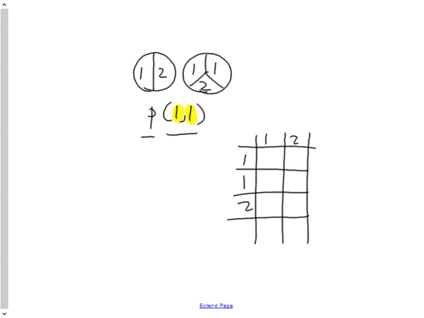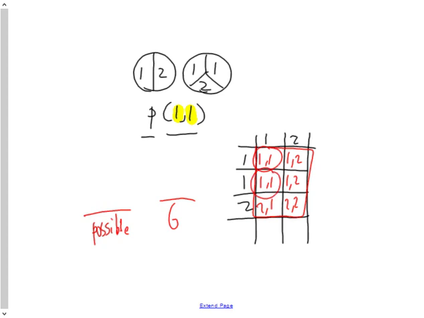So here, if I look at my table, there are 6 possible combinations: a 1, 1, a 1, 2, a 1, 1, a 1, 2, a 2, 1, and a 2, 2. So we have 6 possibles, and of those, 2 of them are 1, 1. Those are our favorable, we call them. So we have 2 out of 6 is our probability, or in lowest terms, 1 out of 3 is the probability of spinning a 1 and a 1. 1 chance out of 3.